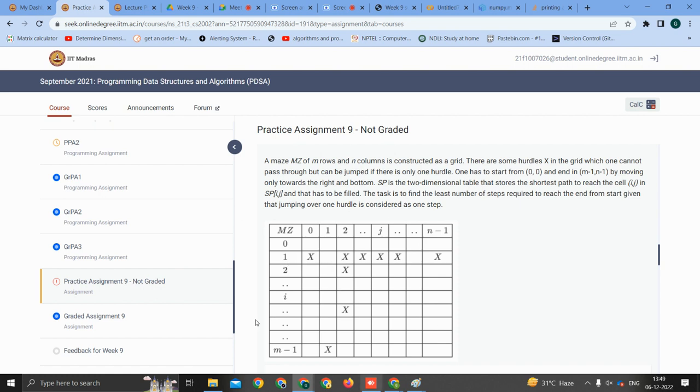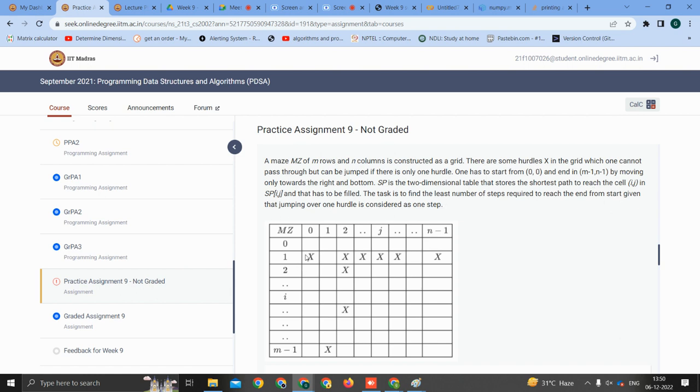So this is the matrix, right? If you take this 1, 1 position, the value that will be filled here is basically the shortest distance to reach this point from 0, 0. Got the logic here? Any point in the given graph will hold the least number of steps to reach that point. The task is to find the least number of steps required to reach the end from the start.